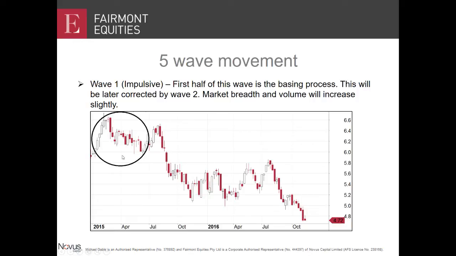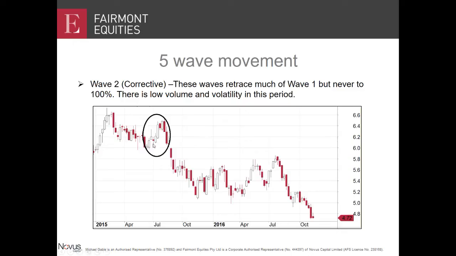So this is the first part of the wave, and later on it gets corrected by wave 2, which is here. So wave 2 would retrace much of wave 1, but never 100%. So if wave 1 started up here and headed down, we could see that wave 2 finishes here and doesn't quite overlap the start of wave 1. And there's usually low volume. So if the direction of the trend is down and this is correcting against the trend, we'd expect lower volume to go against the trend.